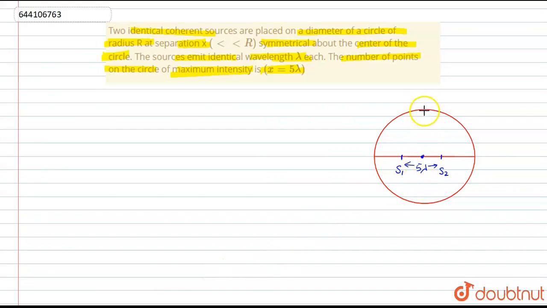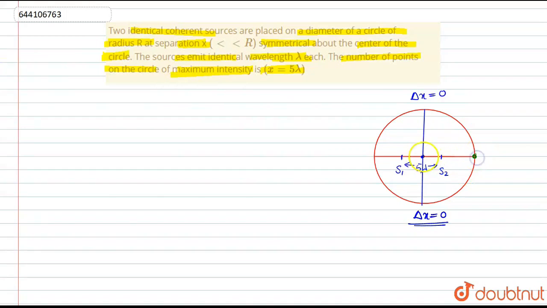Now, from this point, the path difference is about the center. The path difference is this. The path difference by S1 and S2 is delta x equals 0. For the maxima intensity, the path difference should be 0, right? And similarly, for the central part, at this point also, delta x should be 0, right? Now, what about this point?